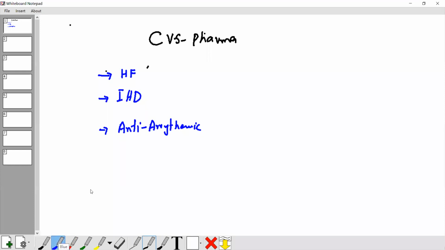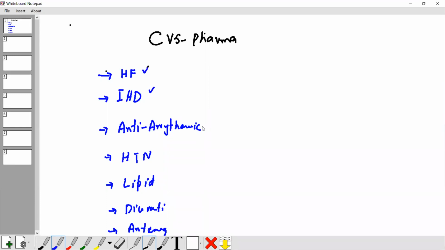The remaining topics left in CVS pharmacology are the drugs for hypertension, drugs for lipids, and drugs like diuretics. At last, drugs working like anticoagulants. That is everything we will discuss in CVS, okay? These two are done. Now I move on to antiarrhythmic drugs.